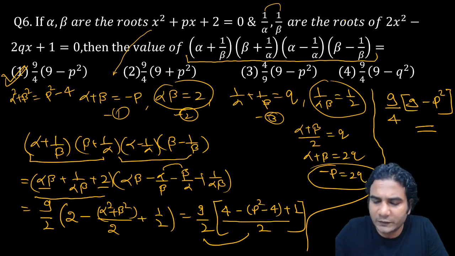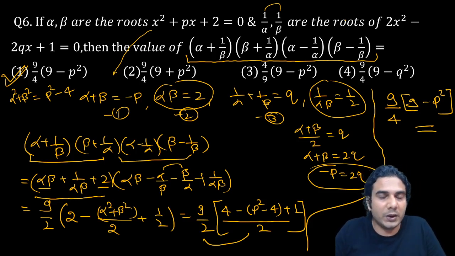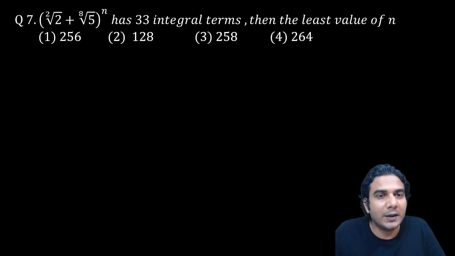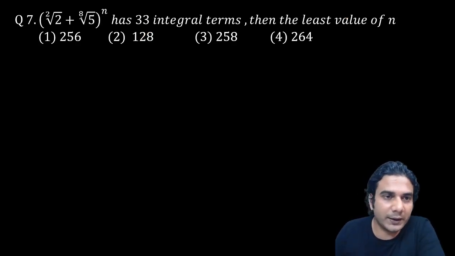All right, so this was a pretty straightforward question, although slight calculation is involved, but yes, you can do it in 2 minutes. All right, so this was easy to moderate, you can say. Now this was again a good question from binomial theorem. So this has 33 integral terms, then the least value of n we need to find. All right, let's do it.